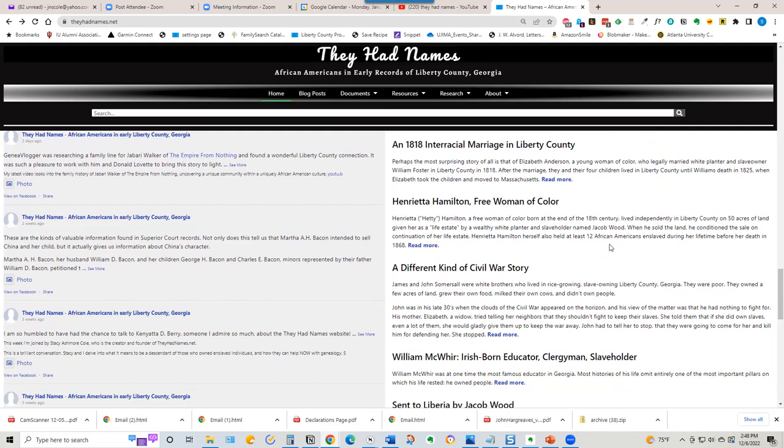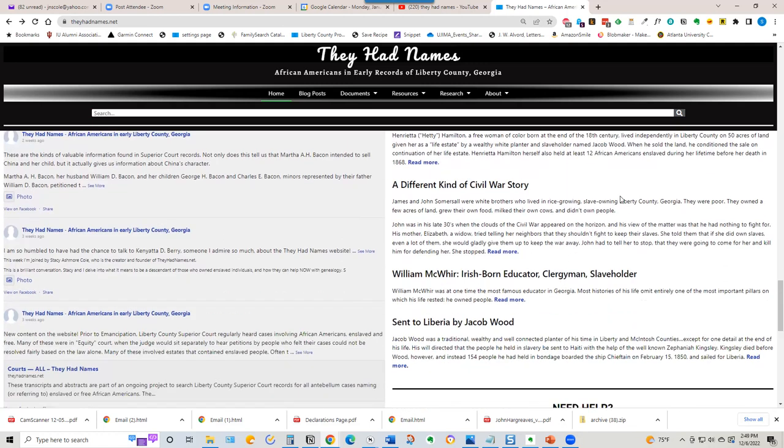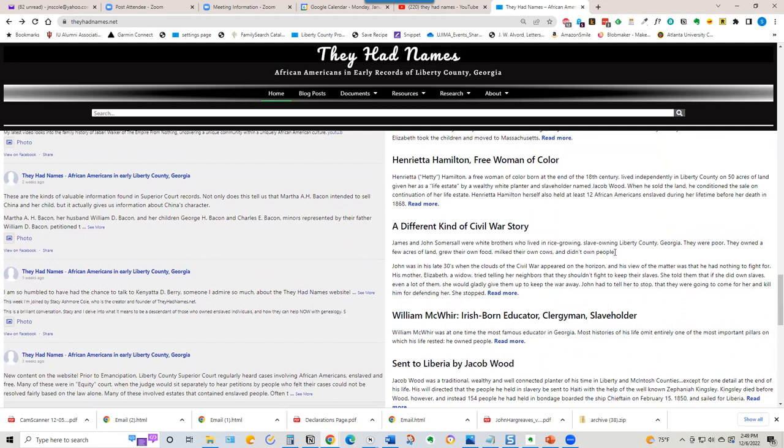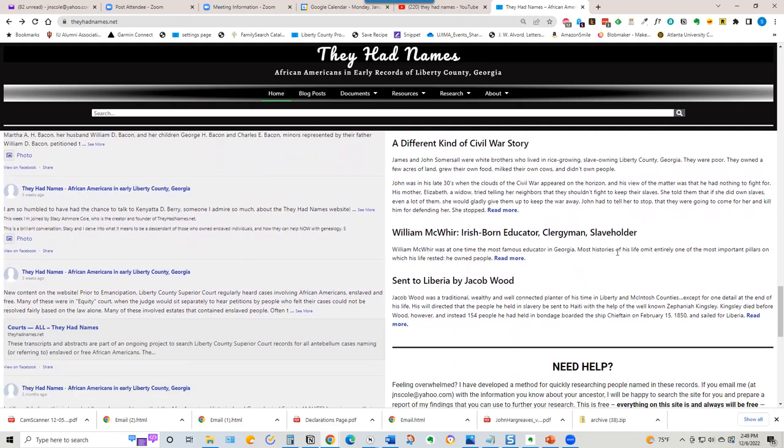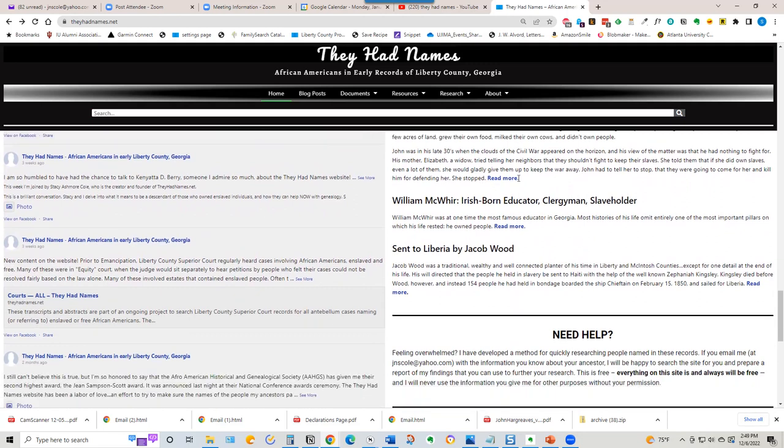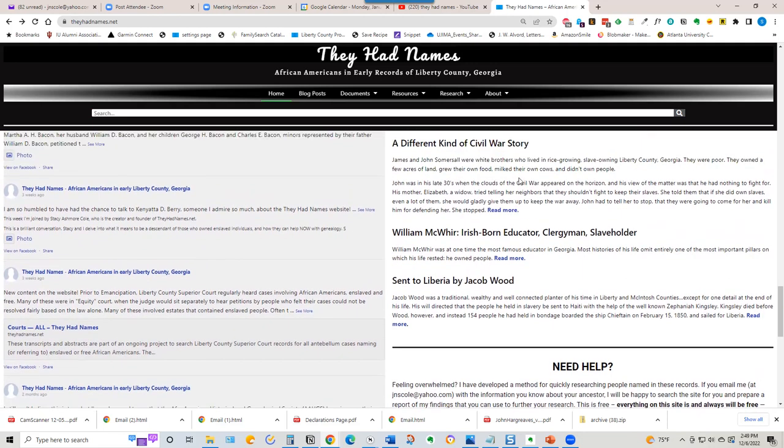I found one case where Elizabeth Anderson, a young woman of color, legally married a white planter in 1818, which I've still not been able to figure out. Apparently, that was not illegal in Georgia at that time. The story of a free woman of color, what happened to her. There was a different kind of Civil War story. A couple of young white men who didn't want to go fight. And one of them went to an enslaved man on a nearby plantation and asked him to chop off his arm so he wouldn't have to go fight.